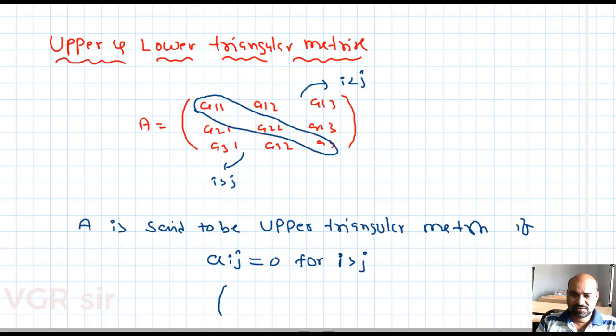I will write an example here. 2, 3, 4, 0, 7, 9, 0, 0, 4. This is one example of an upper triangular matrix. A triangle will form here. These are non-zero numbers. Similarly, you can define a lower triangular matrix.